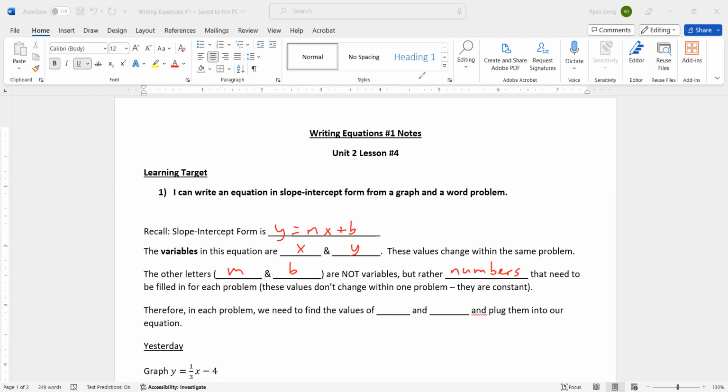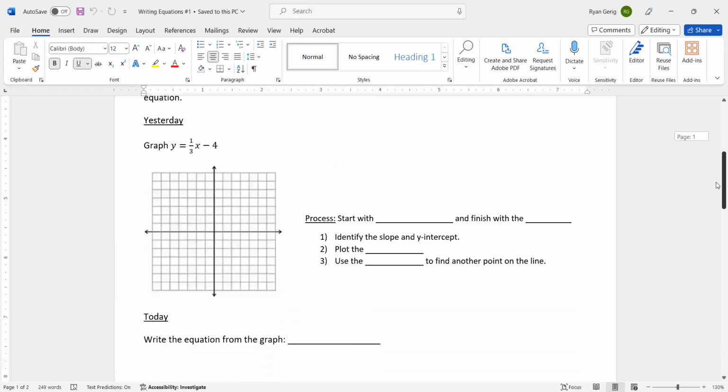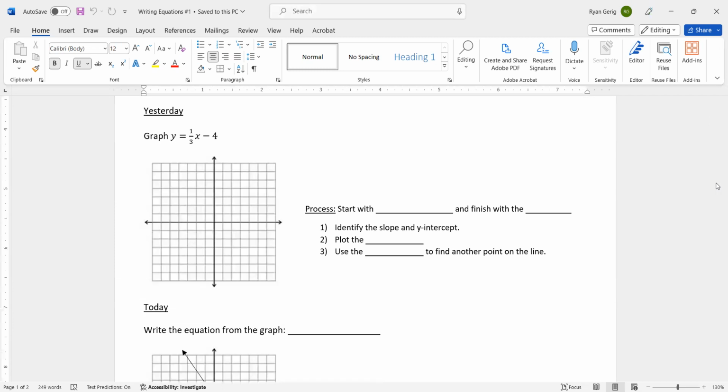So m is the slope and b is the y-intercept. Once you know the slope, that slope is the same in the problem. Same with the y-intercept. So what we need to do in each problem is find the values of m and b and plug them into our equation. That's what we're doing today. We're going to find m and we're going to find b. Today's not too hard. Tomorrow it might get a little harder, but let's go ahead and get today's done.